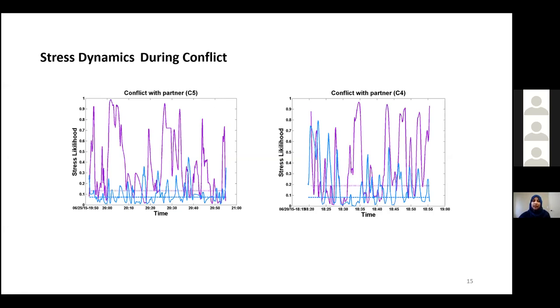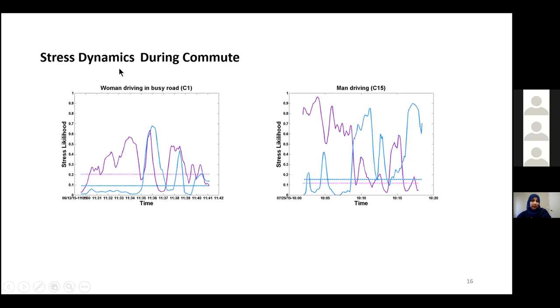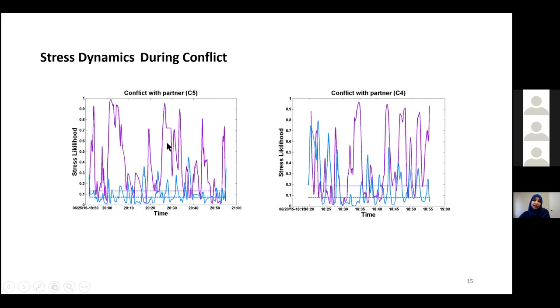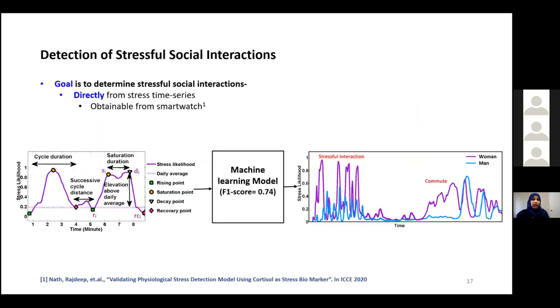But when we show the visualization, this creates a realization: okay, if my stress arousal is that high, it can become chronic. So we need to do something to manage the stress level. And this is a stress arousal during commute. And we saw that during commute, we see a higher likelihood of stress, but the frequency is very low. If we compare the previous picture with this one, we see some cyclical pattern in this conflict, and it is more frequent. We are seeing high arousal when we are involved in a conflict with partner or friends or supervisor. Now we have the stress likelihood, the probability of stress, and we have the label. Okay, these are the characteristics of our stress likelihood when we are involved in a stressful interaction, or when we are stressed due to work, or when we are stuck in a commute.